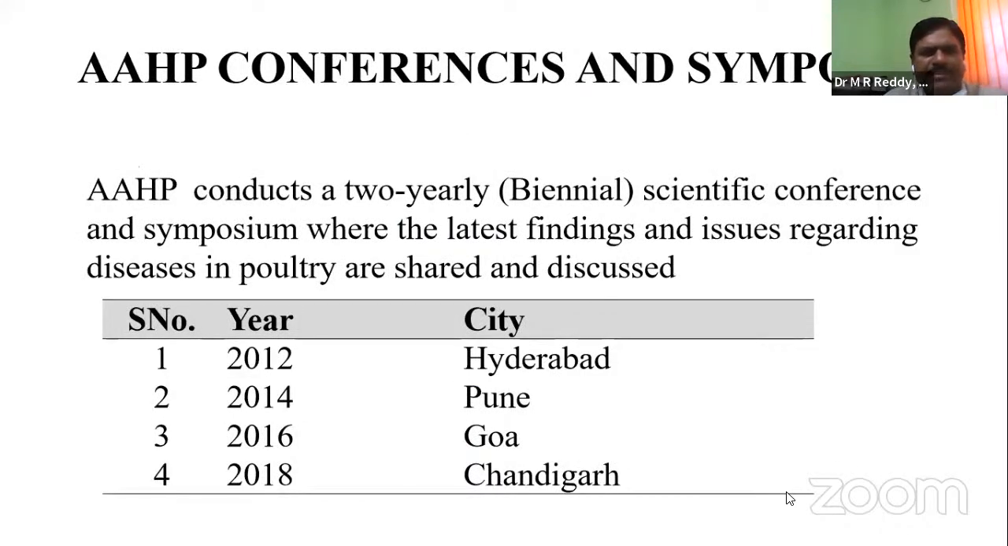We conduct biannual conferences, and so far we have been able to conduct four, in 2012, 14, 16, and 18. The first was in Hyderabad, the second in Pune, the third in Goa, and the fourth in Chandigarh. Because of COVID, we could not organize the fifth conference in 2020. As our president said, we may organize it this current year. If everything goes well, we are planning for the first or second week of October.